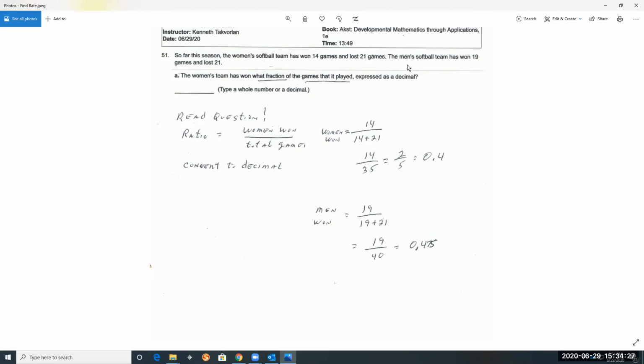We're going to do the same thing for the men's softball team. We want to know the percentage, no, not the percentage, but the quantity of games won to the total games played. So the men won 19 games. They played 19 plus 21 for a total of 40. So therefore, the ratio is 19 to 40. Dividing this out gives us the answer of 0.475.